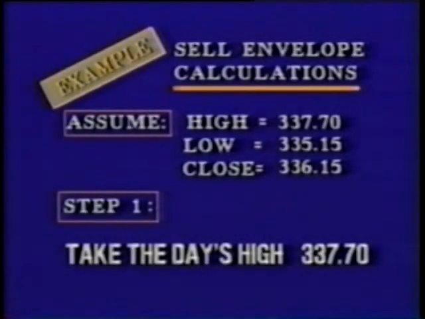Here's an example of the sell envelope calculations. We're assuming these are S&P numbers, and that the high, the low, and the close were as follows. The high is 337.70. The low is 335.15, and the close, of course, was in between at 336.15. Step one is to take the day's high. So you just write down the number, whatever it is. In this case, it's 337.70. You might take a pen and paper and write it down, and follow me along on these calculations.